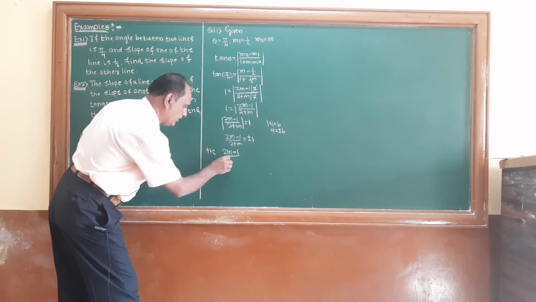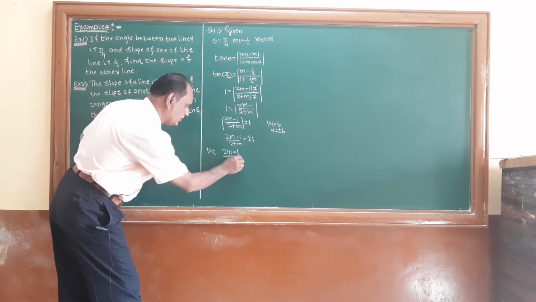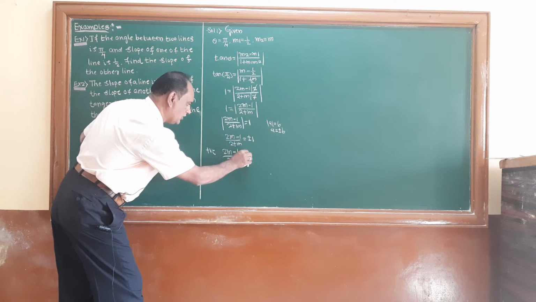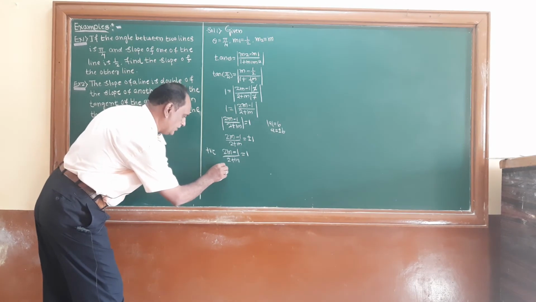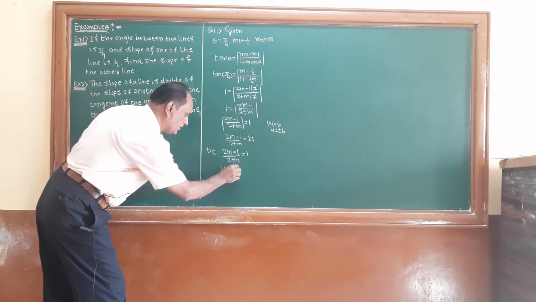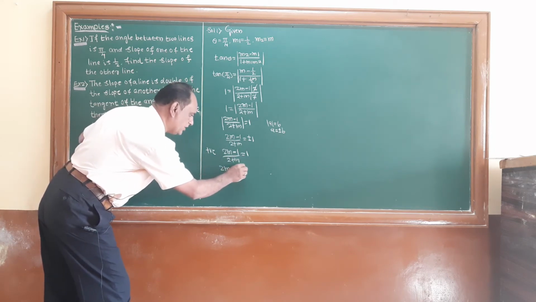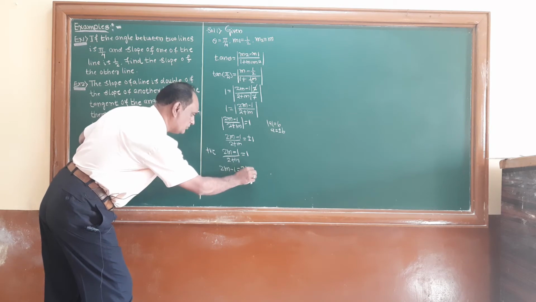So this whole divided by 2 plus m is equal to the positive quantity plus 1. Taking this and cross multiplying, that is 2m minus 1 is equal to, multiplying the other side, simply 2 plus m.